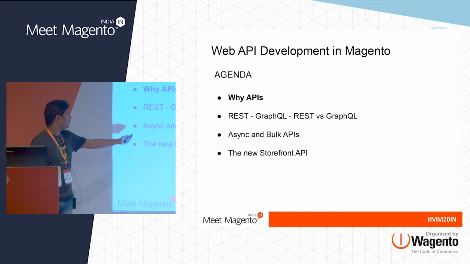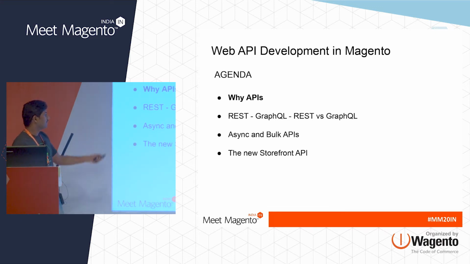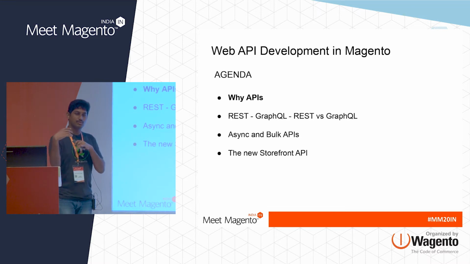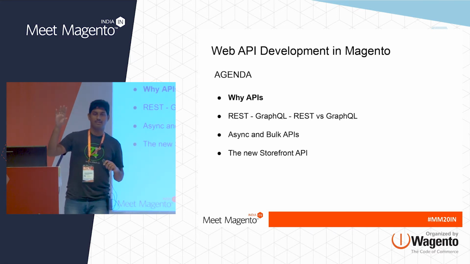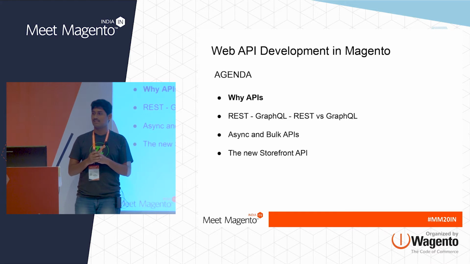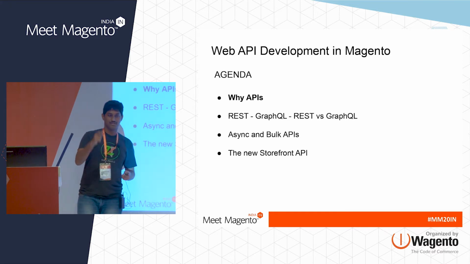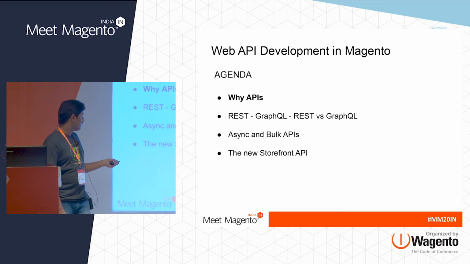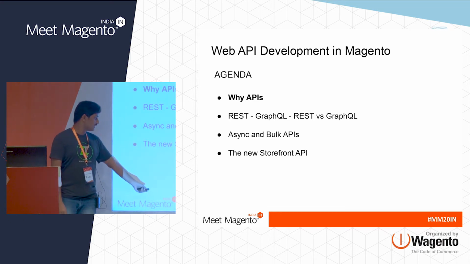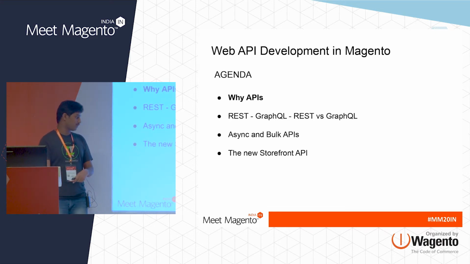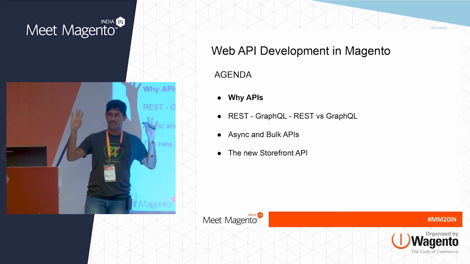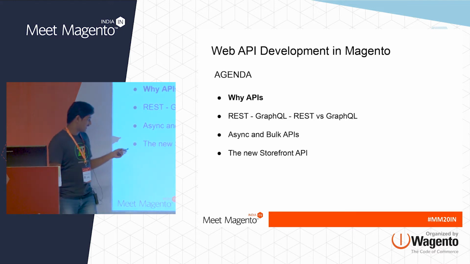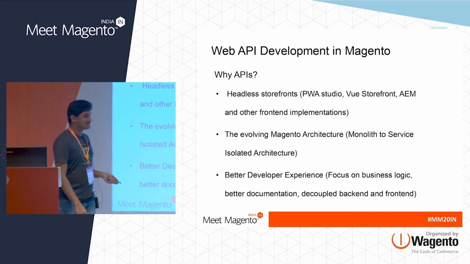We will see about APIs, and then we will see about REST and GraphQL, and when to use REST and when to use GraphQL. Then we will see about Async and Bulk APIs. How many of you know about Async APIs here? Very few people. So you will be very interested in this. And then there is a new thing coming up in Magento 2.4 called the Storefront API. How many of you know about Storefront API? Wow, okay, let's see.